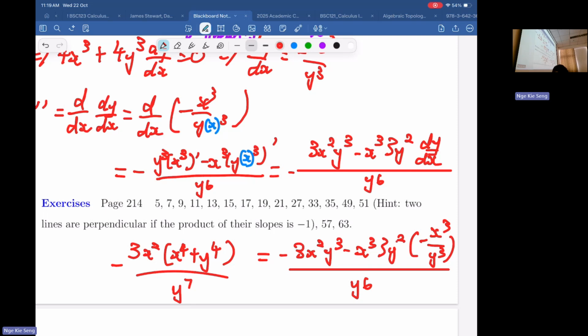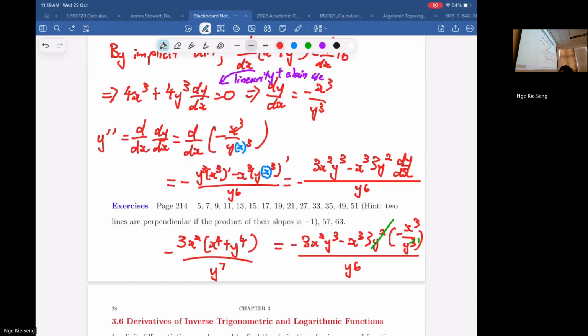Is it okay with this clearing here? Basically, I clear this part here, and then I multiply y on both numerator and denominator. So here becomes y to the 4. Okay, so I pull out the 3x squared outside. And all together, what do I get?